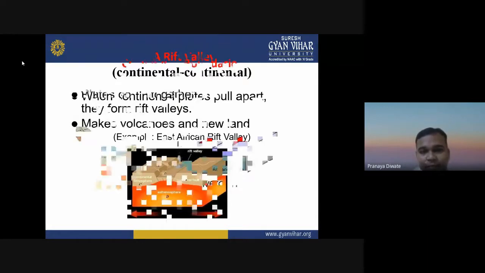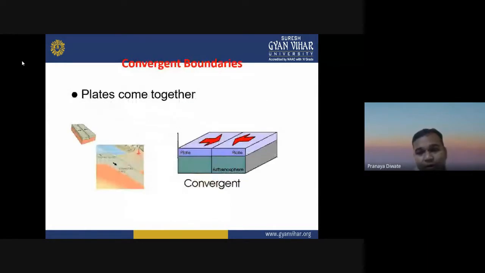Then what are the convergent plate boundaries? When you have two plates which join together, that is known as the convergent plate boundary.